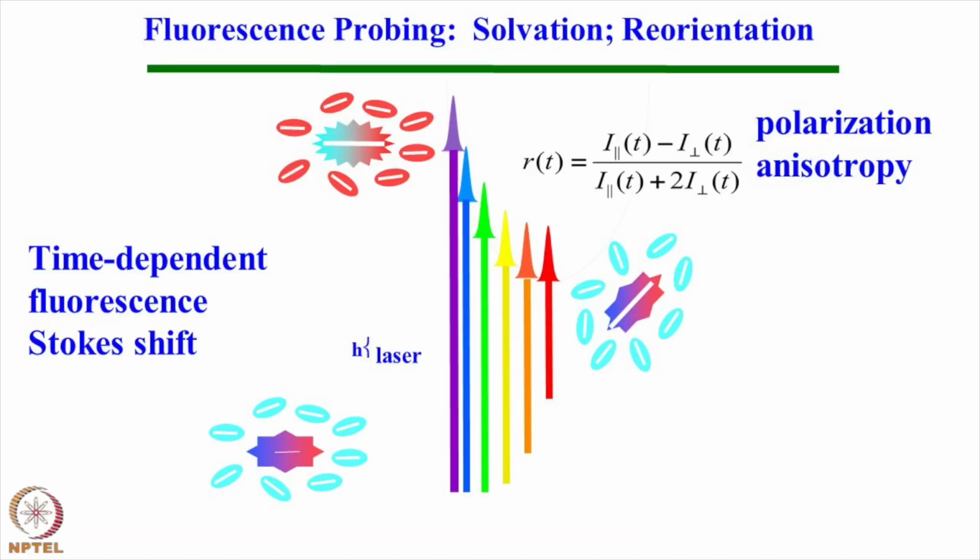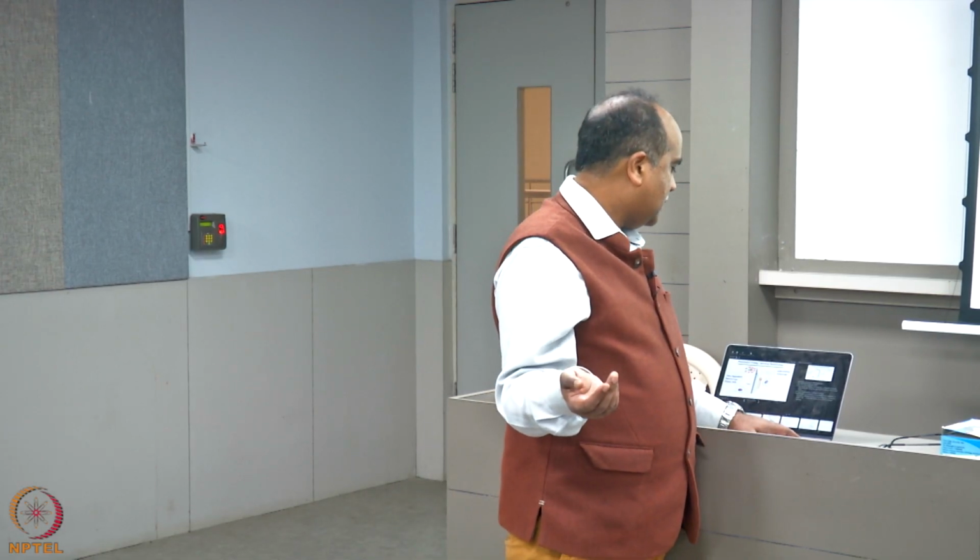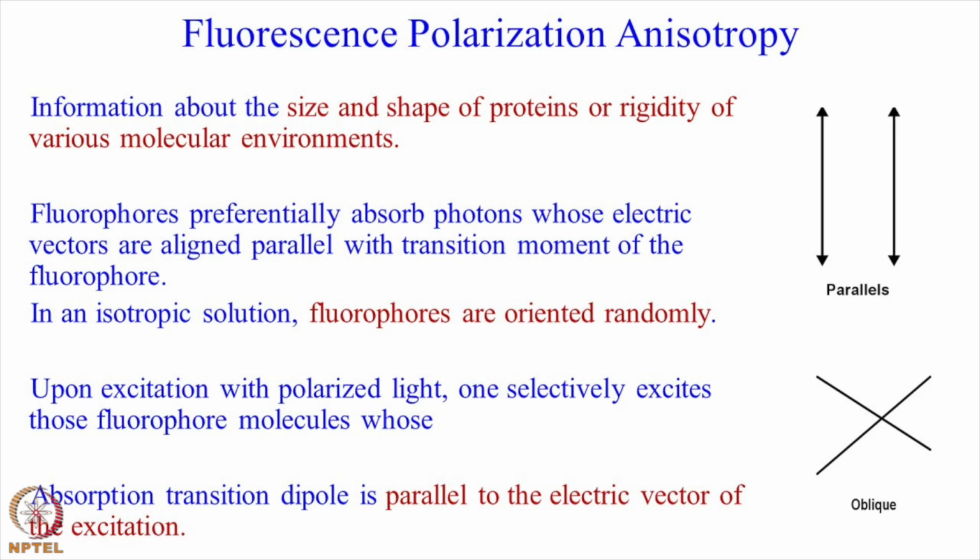So, take tryptophan: if the tryptophan in the solution is not bound and it is excited, it can have a different kind of orientation. If it is buried, it can have a different kind of orientation. That gives you an idea about anisotropy. So, information about the size, shape of a protein, rigidity, and various molecular environments you can find using this experiment called fluorescence polarization, right.